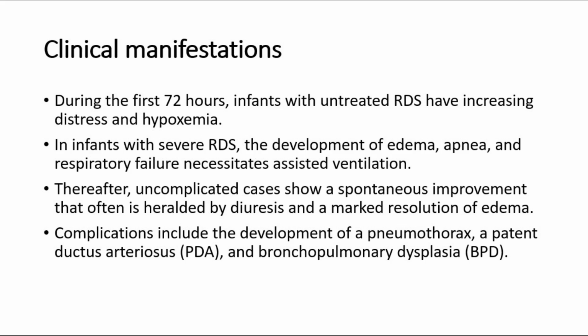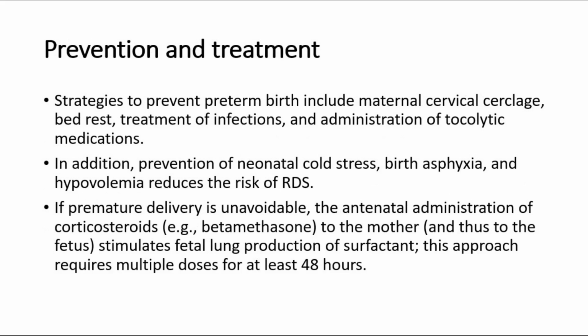Complications include the development of a pneumothorax, a patent ductus arteriosus, and bronchopulmonary dysplasia. For prevention and treatment of RDS, strategies to prevent preterm birth include maternal cervical cerclage, bed rest, treatment of infections, and administration of tocolytic medications. In addition, prevention of neonatal cold stress, birth asphyxia, and hypovolemia reduces the risk of RDS.